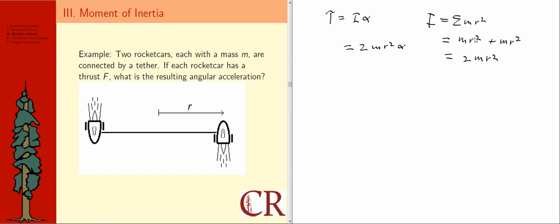How do I find the total torque on this system? Well, there are kind of two torques, so I could say tau 1 plus tau 2. Say tau 1 represents the torque because of the thrust force F on this rocket car, and that force is applied with a moment arm r from the center of rotation. So I'm going to say rF for that one. That one was up, the other one is down, so maybe the other one should be minus rF.